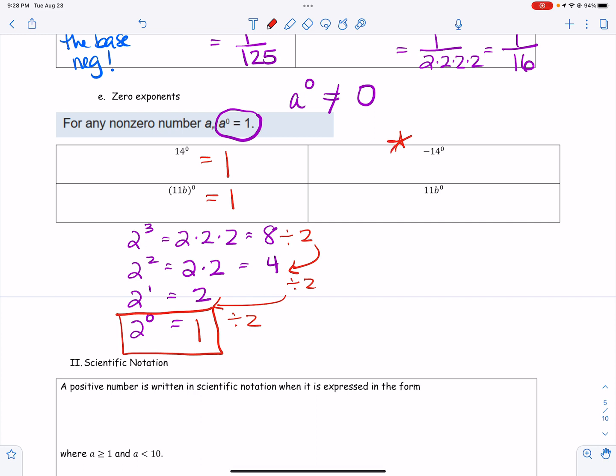Now this one you have to be careful because that negative sign is not in parentheses with the 14. So that means take the opposite of 14 to the 0 power, which makes that one a negative 1. And then the last one is a little bit tricky because that says 11 times b to the 0, and b to the 0 is 1, so that just becomes 11. So that's going to finish the exponent part of 5.6, and then the next part we will do scientific notation.